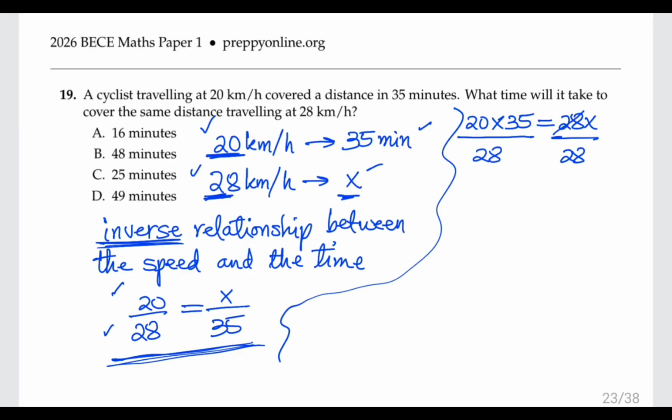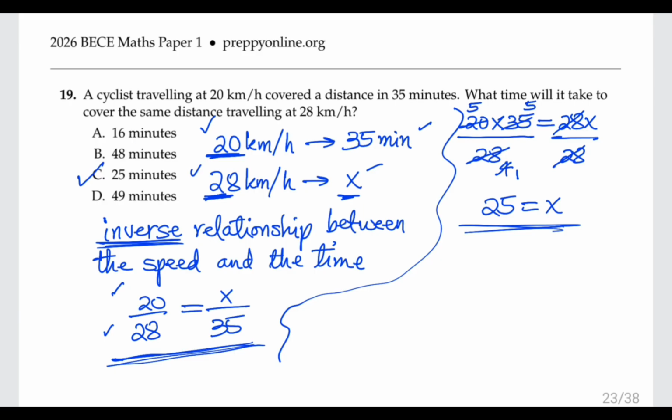Well, this cancels, but here we can use 7 to cancel 28 to get 4. 7 cancels this to get 5. Then 4 cancels this one, 4 cancels to get 5. So we get 5 times 5 equals x. So 25 equals x, or x equals 25. So that is our answer, 25 minutes.